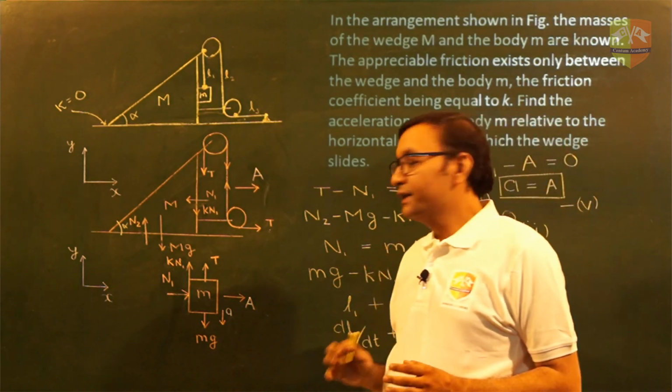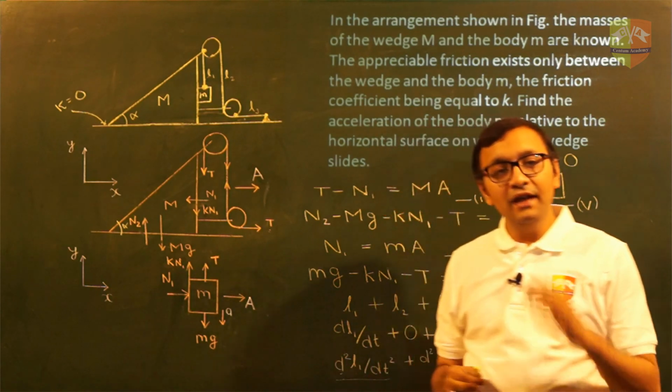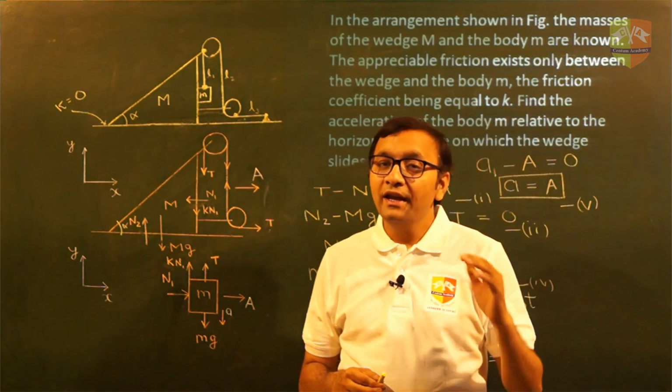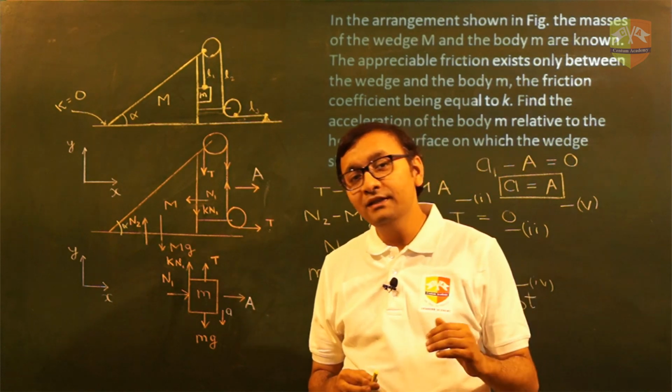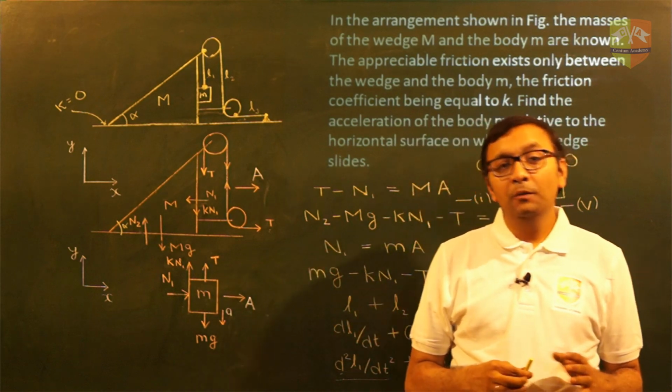So like that also you can get it, right? One thing you should note here is that small m has 2 accelerations, small a and capital A. Its net acceleration will be the square root of small a squared plus capital A squared. Okay, so this is how you solve a problem like this, right?